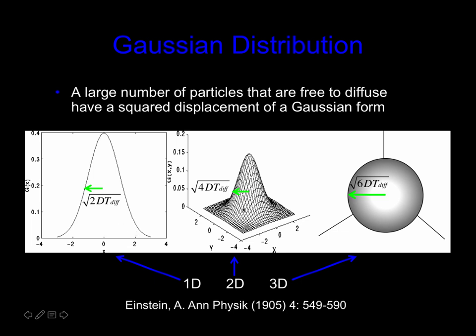If we look at this in 2 dimensions now, this is like a cone shape, and then in 3 dimensions, this is a sphere. And so the displacement is given by the square root of 6 times the diffusion coefficient of the particle and the time that we've allowed for the diffusion. So with more time, they will have diffused farther.